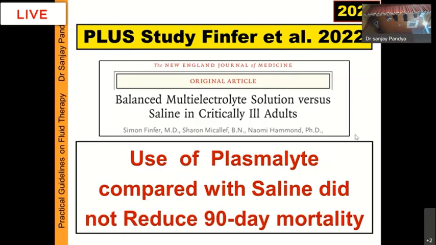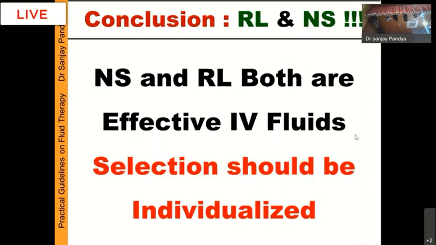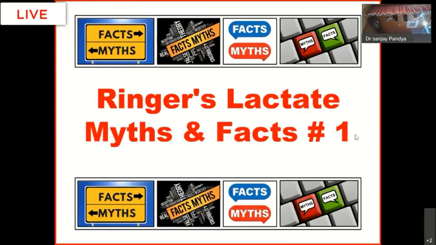Therefore, the take-home message is that normal saline may be harmful, but should be used judiciously and should not be banned. NS and RL are both effective IV fluids. We need to select the right fluid for the right patient. If a patient presents with vomiting and metabolic alkalosis, what will you give? Now, with three more discussions, I will end my story about fluid.